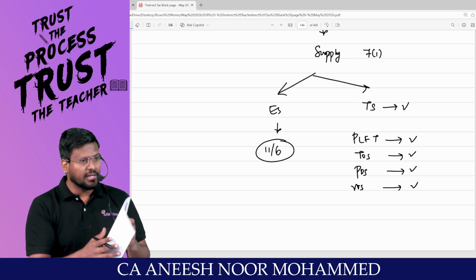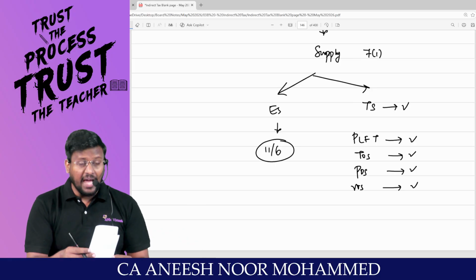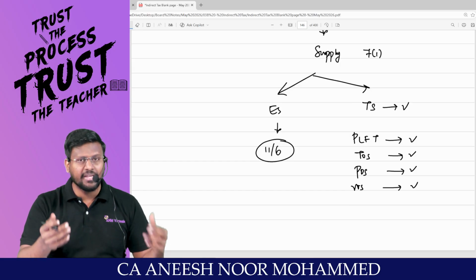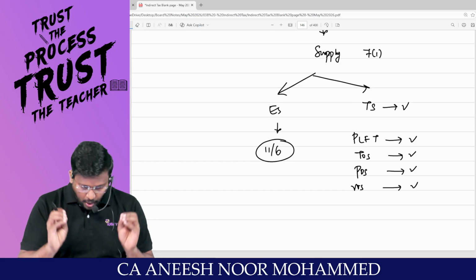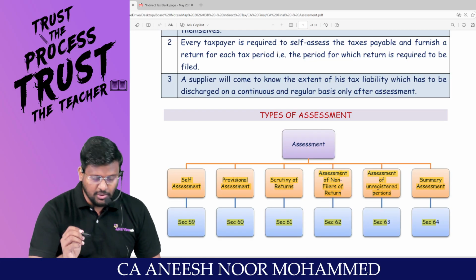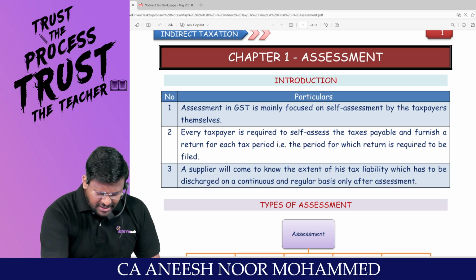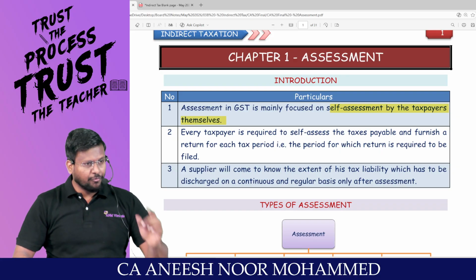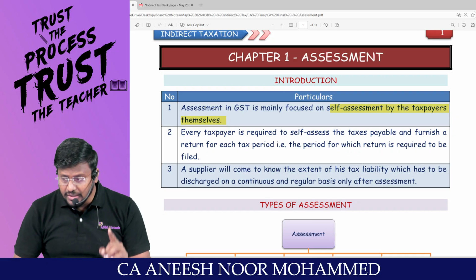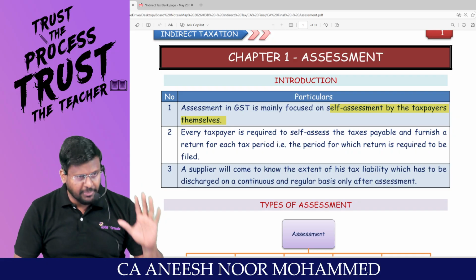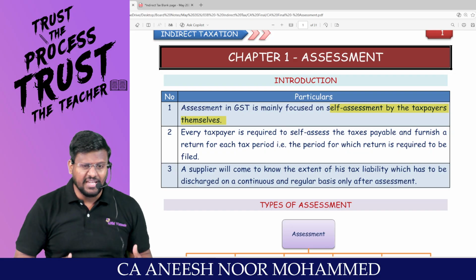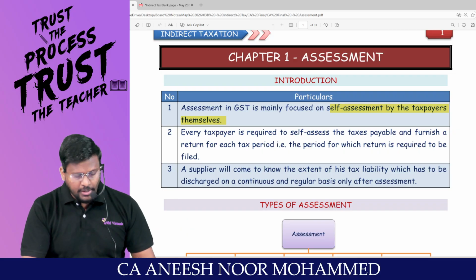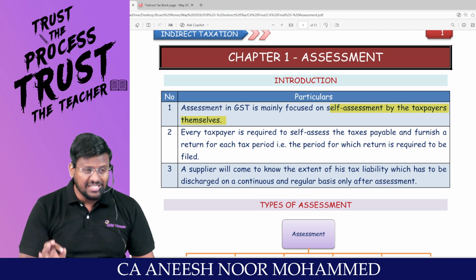Sir, like that everything I am declaring. Whether the value which I am declaring is correct or not. Whether the tax rate adopted by myself is correct or not. This is what assessment is all about. So, assessment in GST is mainly focusing on self-assessment by the taxpayer themselves before filing the monthly return, before filing the quarterly return. Sir, if you are a QRMP scheme person, you yourself will say that this is my value of supply. You yourself will say that this is my rate of tax. Am I right, sir? So, my dear lovable students, that is what is called assessment.